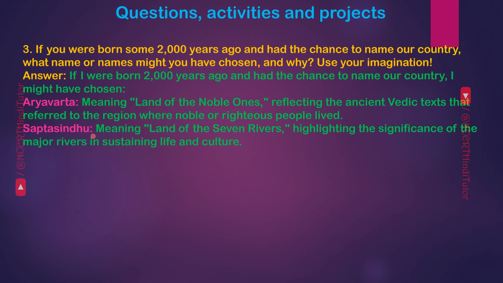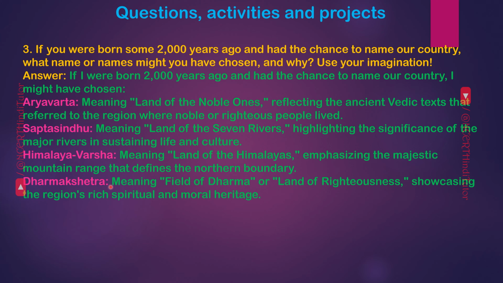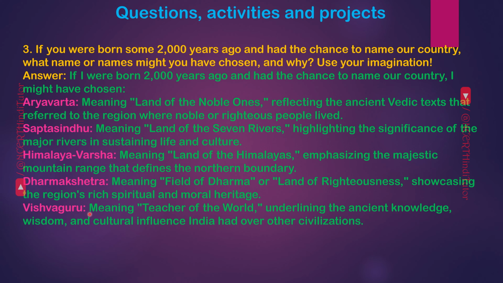Next, Sapta Sindhu, meaning land of the seven rivers, highlighting the significance of the major rivers in sustaining life and culture. Next, Himalaya Varsha, meaning land of the Himalayas, emphasizing the majestic mountain range that defines the northern boundary. Next, Dharma Kshetra, meaning field of Dharma or land of righteousness, showcasing the region's rich spiritual and moral heritage. Next, Vishwaguru, meaning teacher of the world, underlining the ancient knowledge, wisdom, and cultural influence India had over other civilizations.